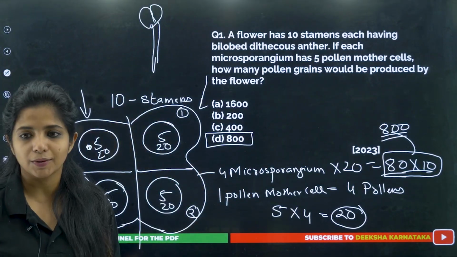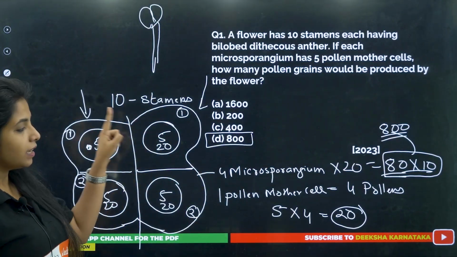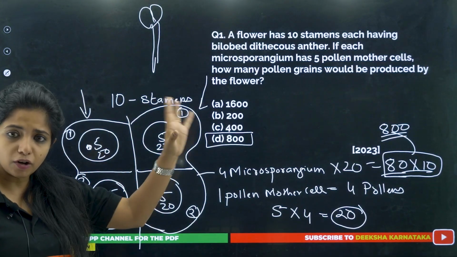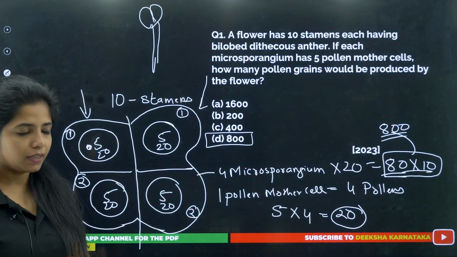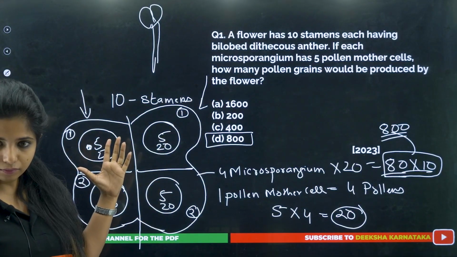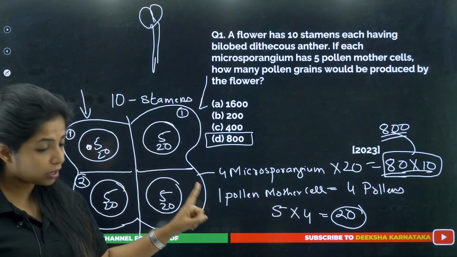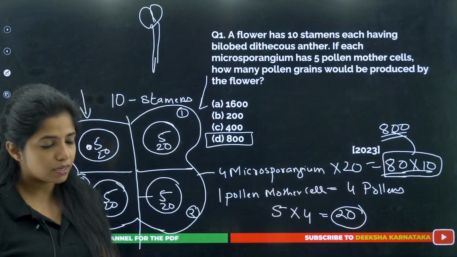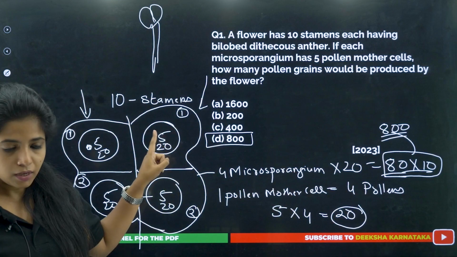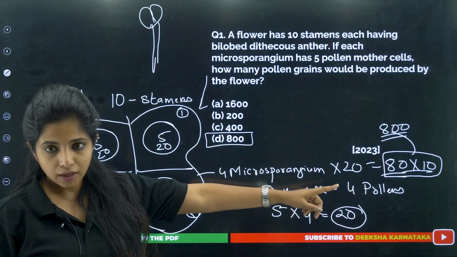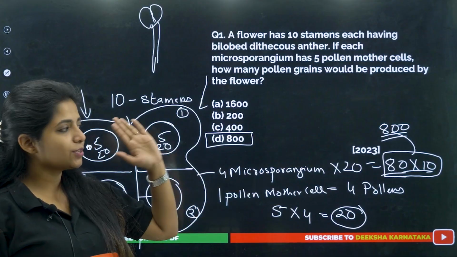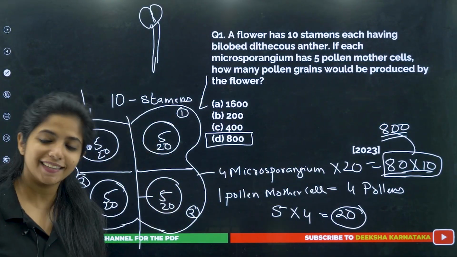This is the answer. Please remember, in each anther, you will be having 4 microsporangium. That might not be given in your question, but you know it. Each microsporangium has 5 pollen mother cells. One pollen mother cell gives 4 pollen grains, so 5 into 4 gives you 20 pollen grains in one. So 20 into 4 becomes 80. And how many stamens do you have? You have 10. So it becomes 800. This is the answer. This came in 2023.